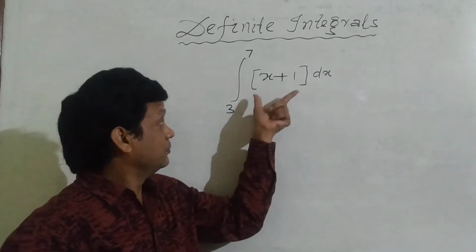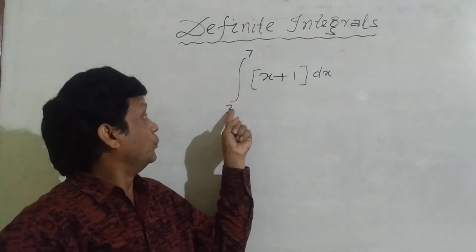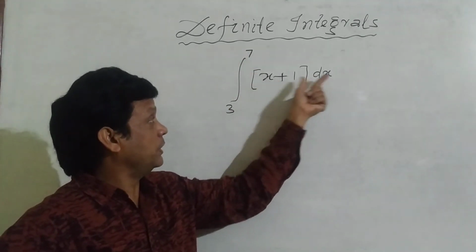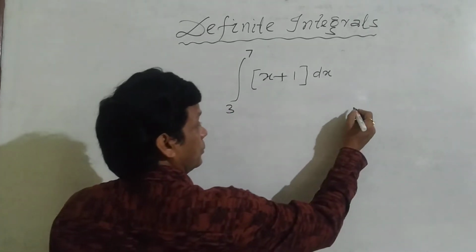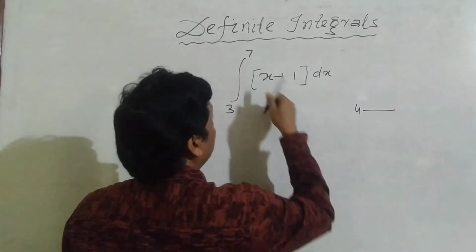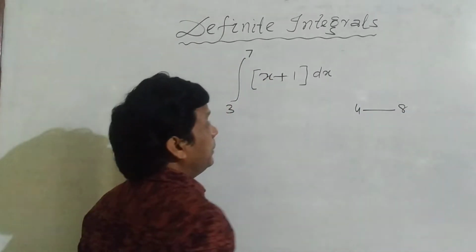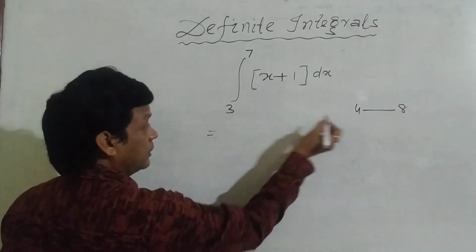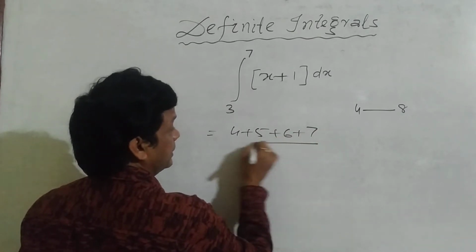See here, now you should write directly the answer. Both are integers, and here it is the integral of [x+1] dx. So put directly 3: 3 plus 1 is 4, so the lower limit is 4. And put the upper limit: 7 plus 1 is 8. That means the value of this one varies from 4 to 8. So the answer will start from the lower limit: 4 plus 5 plus 6 plus 7. So this is the answer.